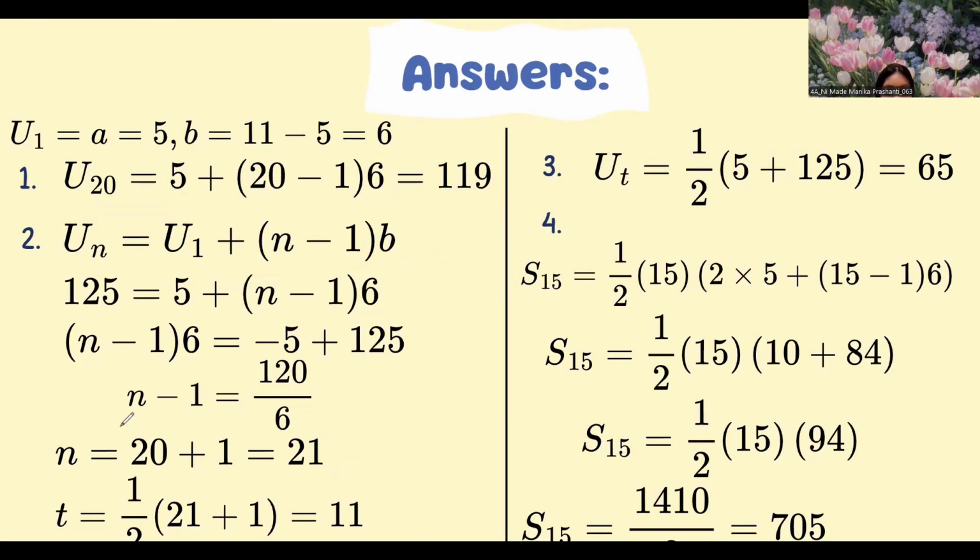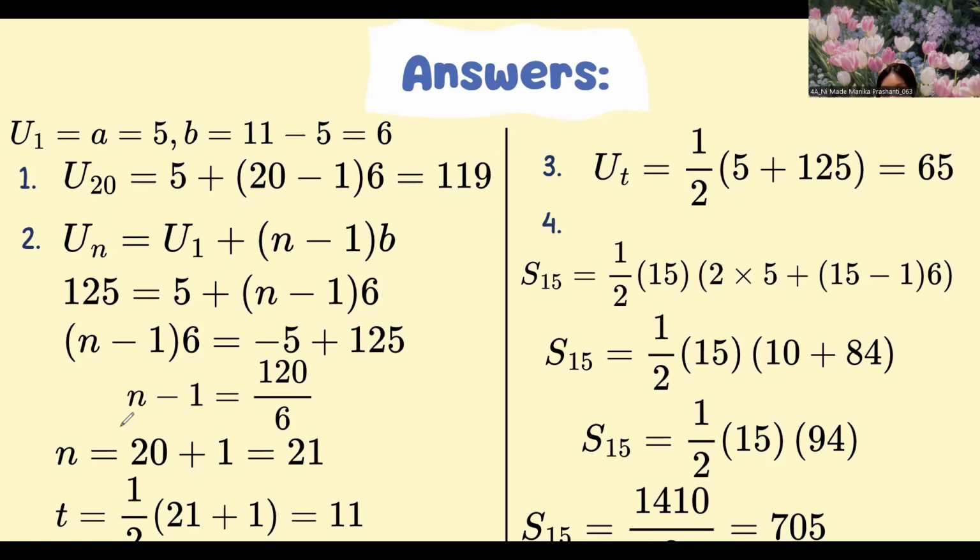And next, question number 3. Calculate the value of the middle term. For answer number 3, we just use the UT formula, where the UT formula is half times A plus UN. So we substitute the value and evaluate that, and we get UT is 65. And the last question is find the sum of the first 15 terms of this sequence.